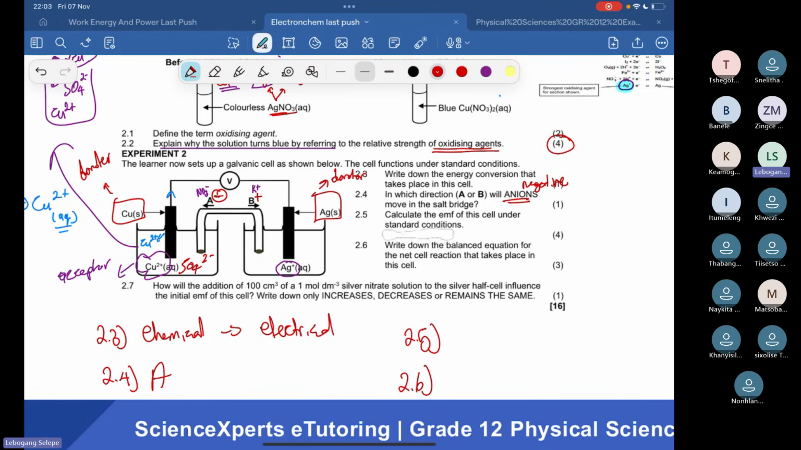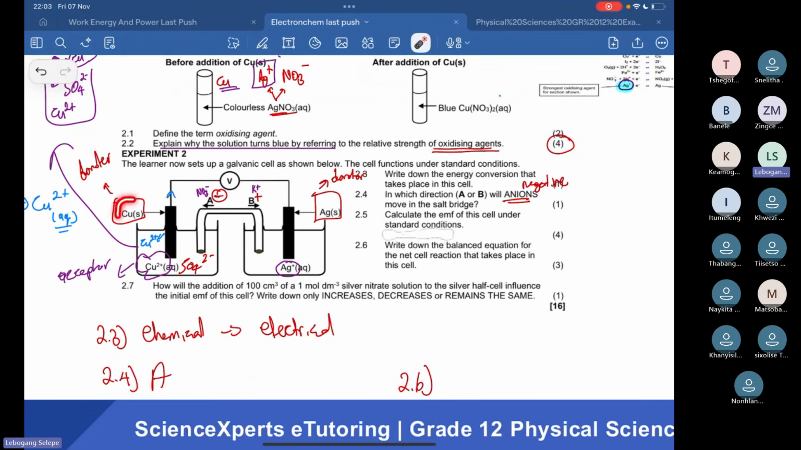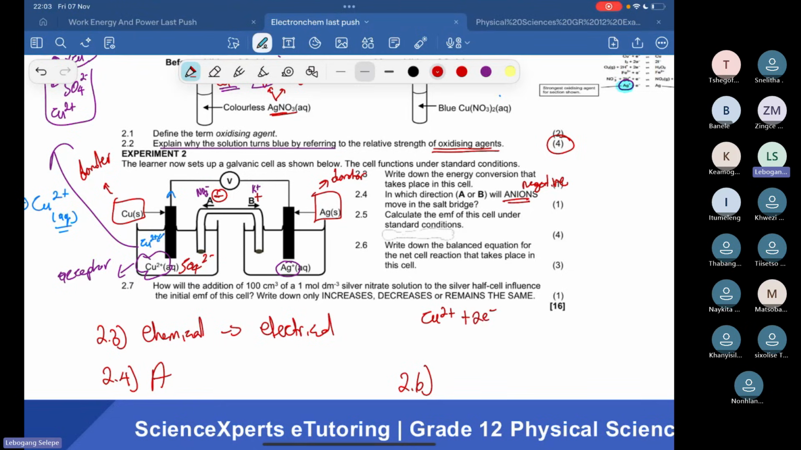So remember, we need to take the half reactions and add them, right? So I can start with the oxidation half. The oxidation was taking place where? Here, right? Cu was losing electrons to become Cu2+. So I have Cu giving me Cu2+ plus 2 electrons. Then my reduction half, I have Ag+ gaining an electron, then becoming Ag, right?